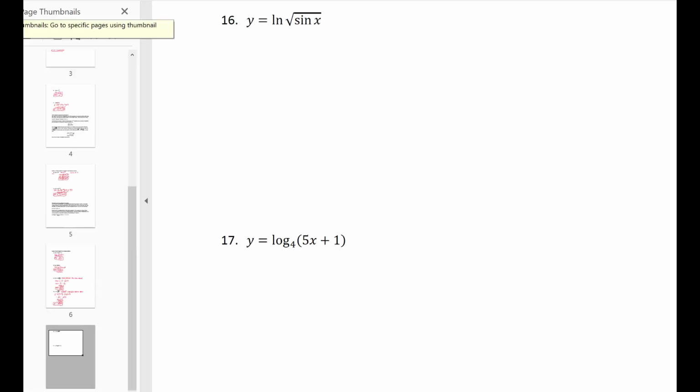All right, so the next one, y equals natural log square root of sine x. So same idea, we want to rewrite this using our power rule. So we can rewrite this. Remember, square root is the same thing as saying sine x to the 1/2 power. So this is 1/2 natural log of sine x.